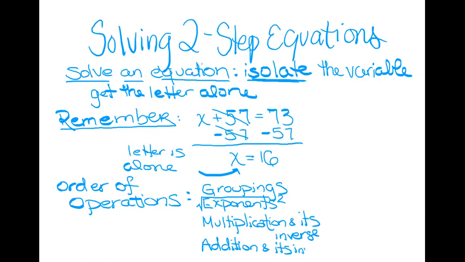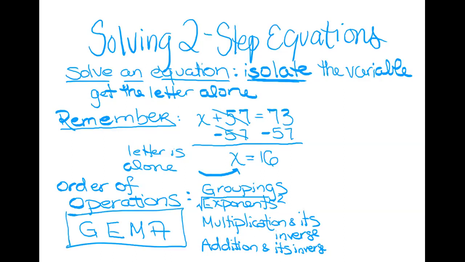Now, I'm really, really lazy about writing all these steps out. So I will often sum up the order of operations by saying GEMA: groupings, exponents, multiplication and its inverse division, addition and its inverse subtraction. Does that make sense to you? Yes. Okay, good. We have everything at our disposal we need in order to be able to solve two-step equations now. Let's put this together.